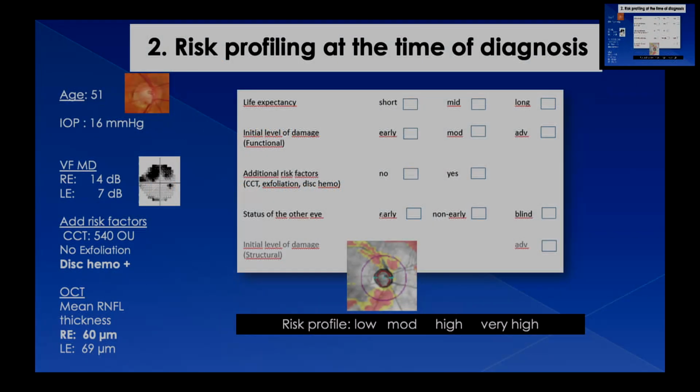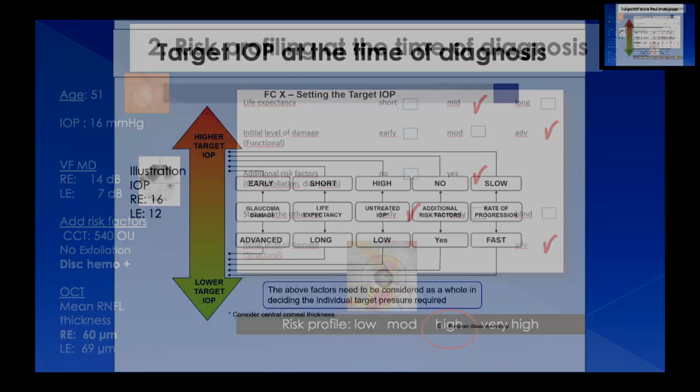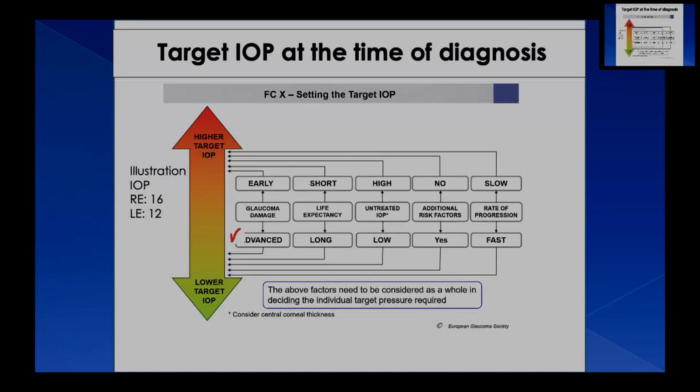Also very important, before setting the target pressure, try to do a risk profiling for your patient. Look into the life expectancy, what is the level of damage, mild, moderate, severe, what are other associated risk factors, whether there are any disc hemorrhages or not, what is the status of the other eye. Based on that, you can get an idea whether it's a high risk patient or a moderate or a low risk patient. And accordingly, when you're setting your target intraocular pressure, if suppose it's advanced glaucoma with long life expectancy, and there are associated risk factors and damage occurring at low IOP, definitely you'll be setting a much lower target intraocular pressure.